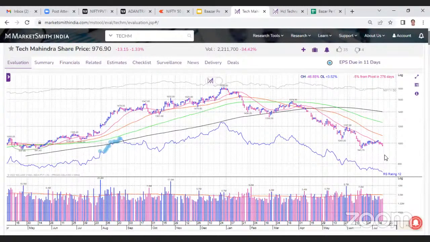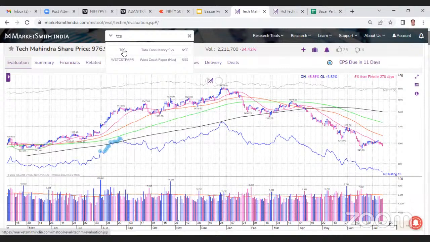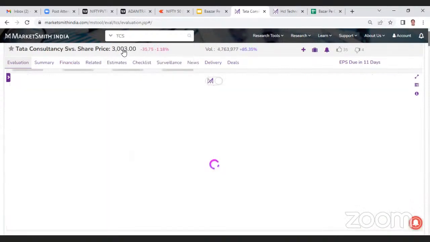Once it starts bouncing back, it is better to buy 10% above the current price instead of buying in a downtrending market. So if I talk about TCS, today it has retested 3,000 and just closed around 3,000. So I can say the next target could be 2,800.